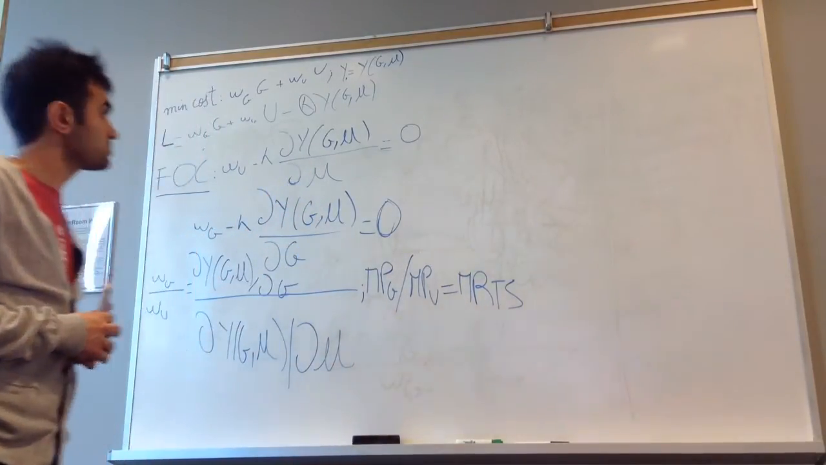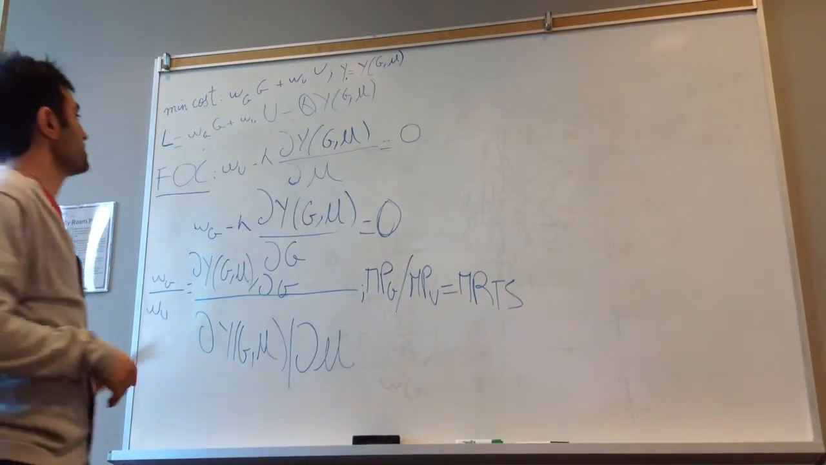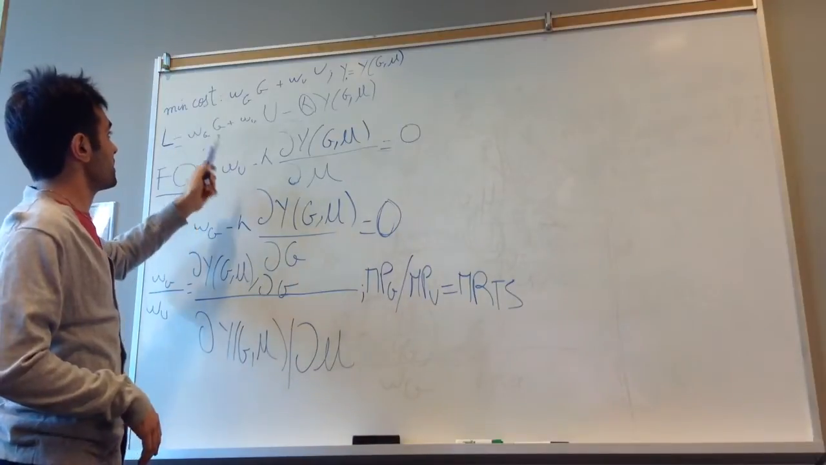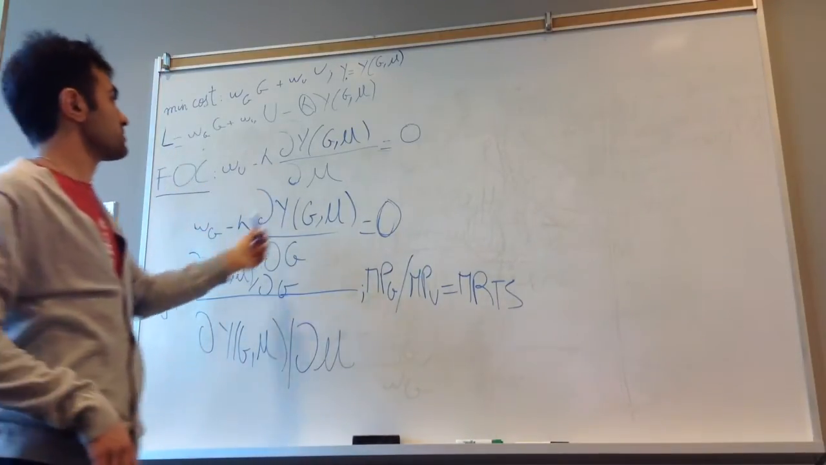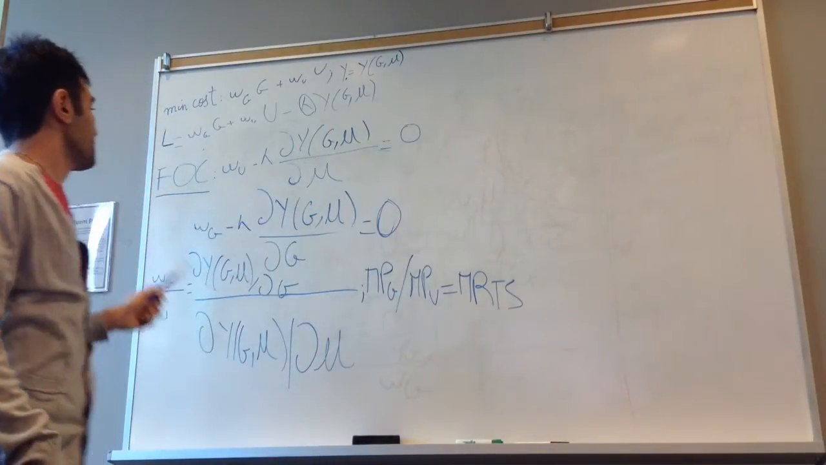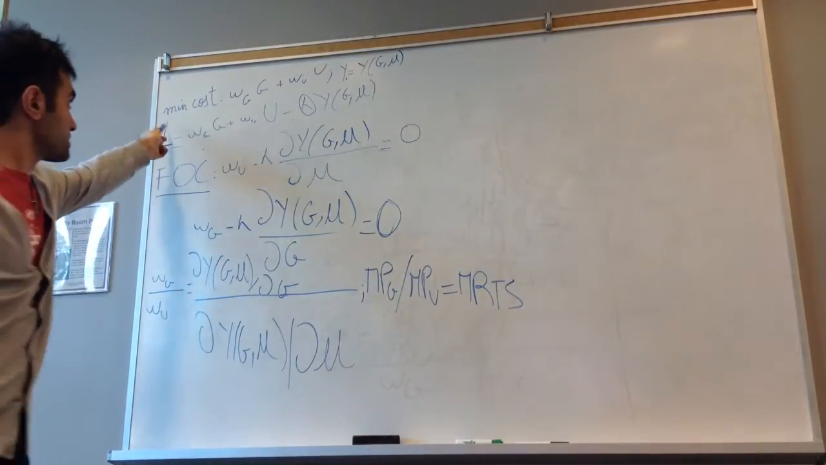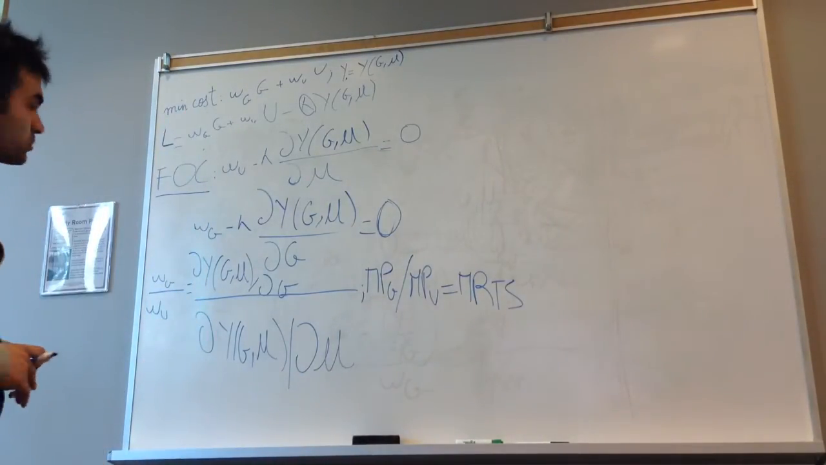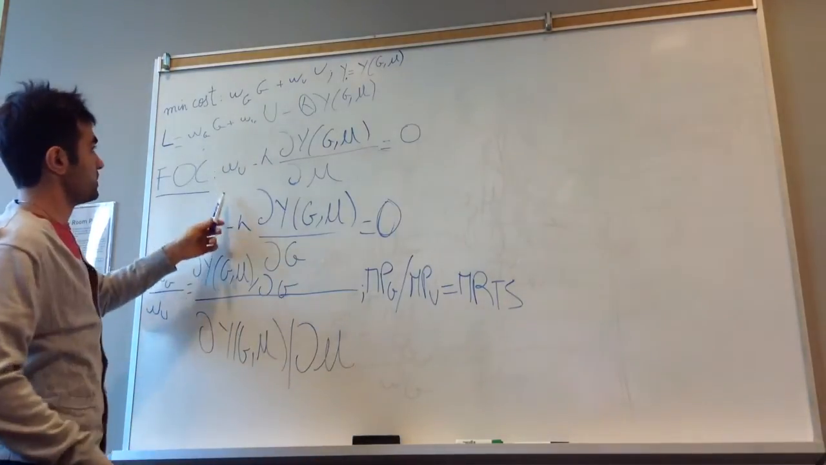Sorry, why are you equaling it to 0? Okay, so here you have the first order conditions. We derive, and then we set it equal to 0, so we're actually minimizing costs. Does that answer your question? Yes. Perfect.